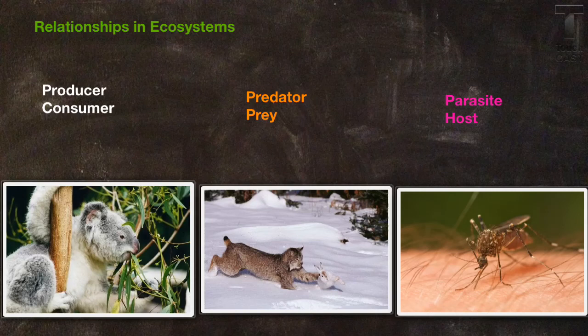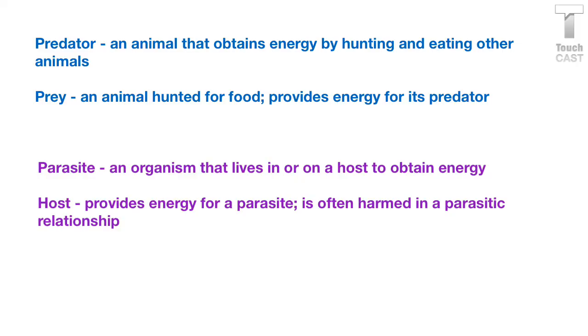Now we've got predator-prey relationships as well, and predators depend on the prey for energy, and predators must use their energy to catch the prey. That's their food. So predators will go after prey that they know they can easily catch so that they use as little of their energy as possible. Now, a parasite host, the parasite depends on the host for energy. For example, a flea will bite a dog and draw blood, or a mosquito will bite a human and draw blood to get energy. And here are the other definitions.